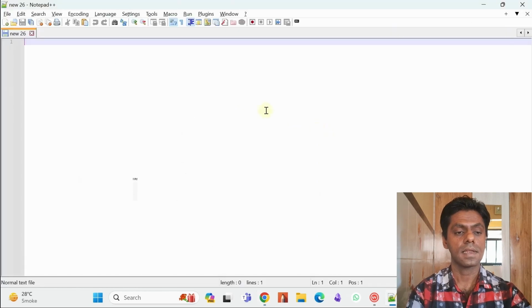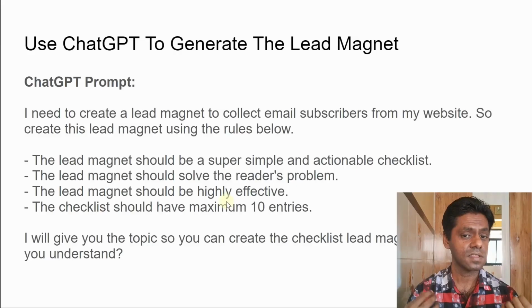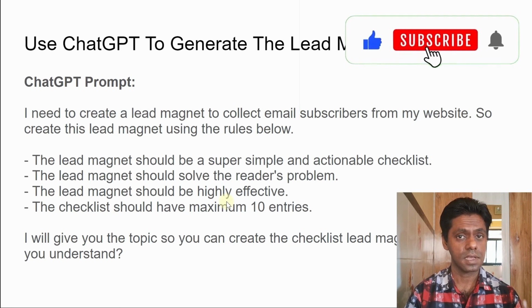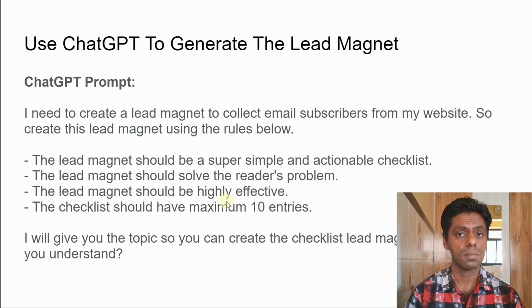I'll copy it and keep it in Notepad. Now we'll again use ChatGPT and it will generate this lead magnet itself for us. Of course, you'll need to go through it as an expert and see that it makes sense because ChatGPT can hallucinate, add something that doesn't make sense. So we have to be sure it's correct and suitable for our readers.